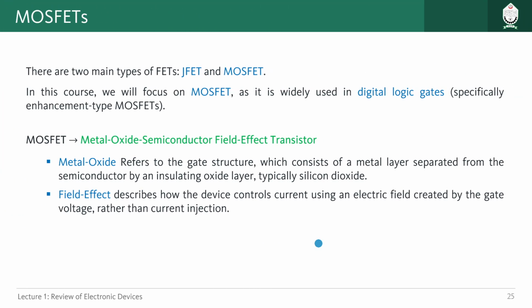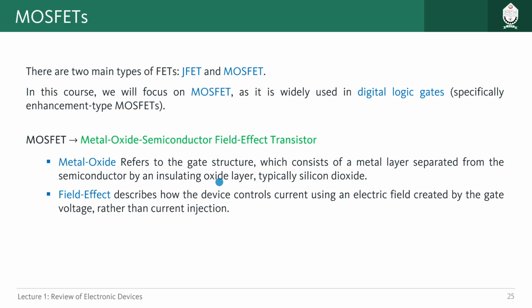Now there are two main types of FETs, JFETs and MOSFETs. MOSFET is the one we will specifically focus on for this semester, because this is widely used in digital logic gates, not JFET. So that's why we will talk about these things. We will look in detail at the architecture of different MOSFETs.